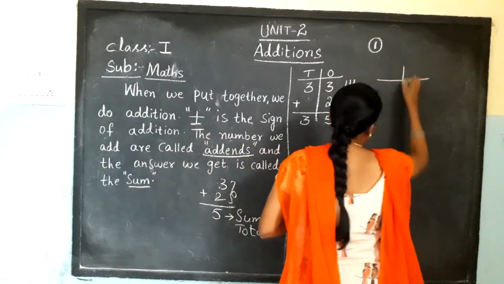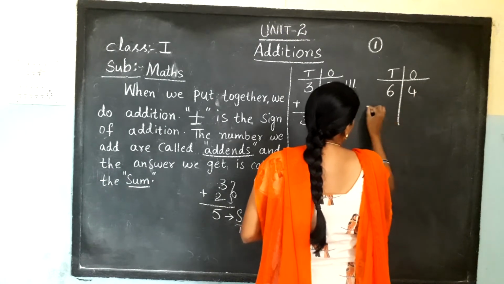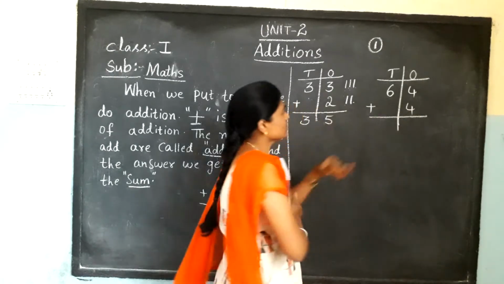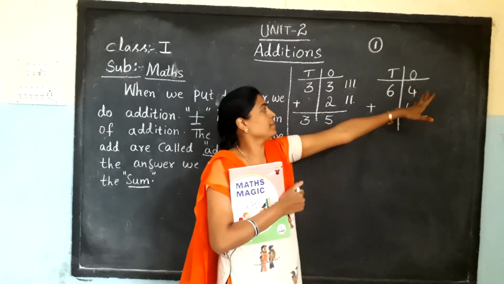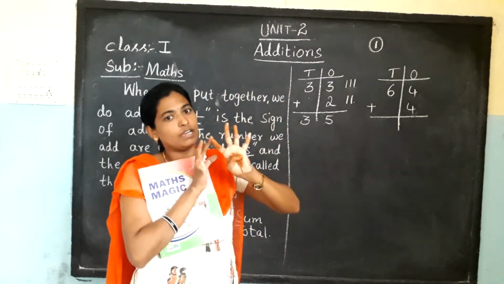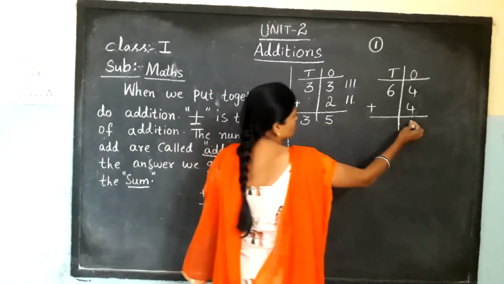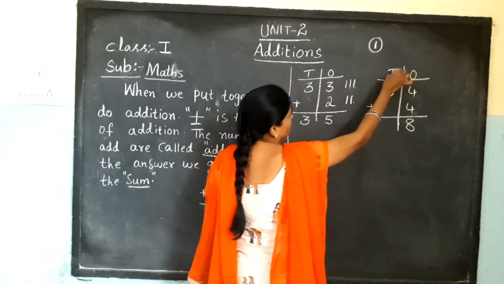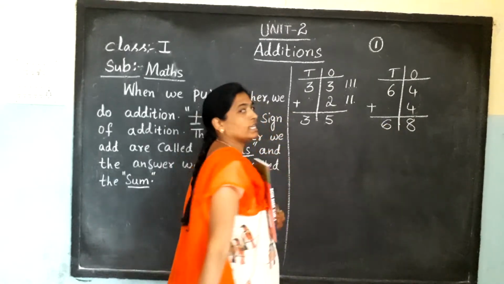And one more example. Ones, tens. 64 plus 4. In the ones column, take the bigger number: 4 in the mind and 4 in the fingers. 4 after, what will come? 5, 6, 7, 8. What is the answer in the ones column? 8. In the tens column, is any number added to 6? Nothing is there. What will come here? 6 only will come.